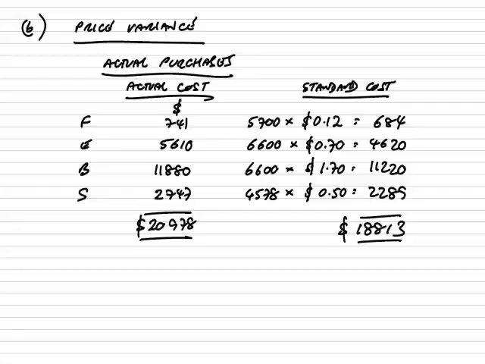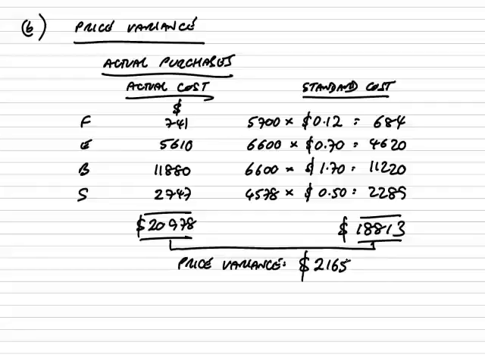So how do we pay the right price? $18,813. We actually paid $20,978. And so the difference, the price or the expenditure variance, the difference is how much? $2,165. And we spent more. We spent 20 against 18. It's adverse. And there we are.